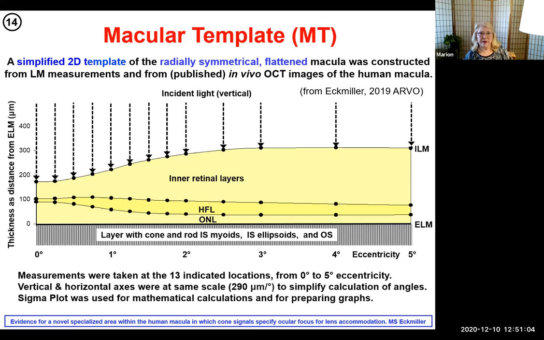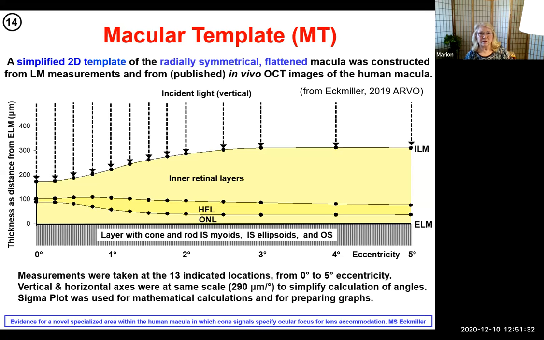So here is the macular template that I constructed. It is a highly simplified, two-dimensional template. I've assumed that the retina and fovea are radially symmetrical. We've flattened it. And all these dimensions were taken from LM measurements and from published in vivo OCT images of the human macula.